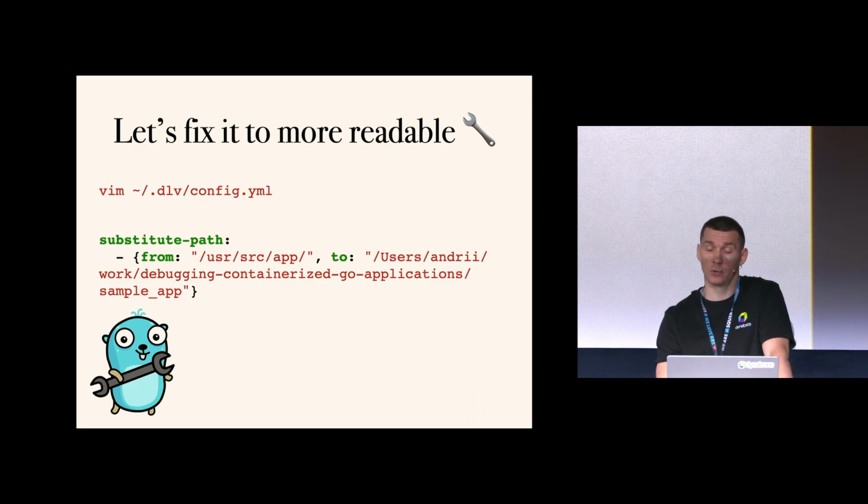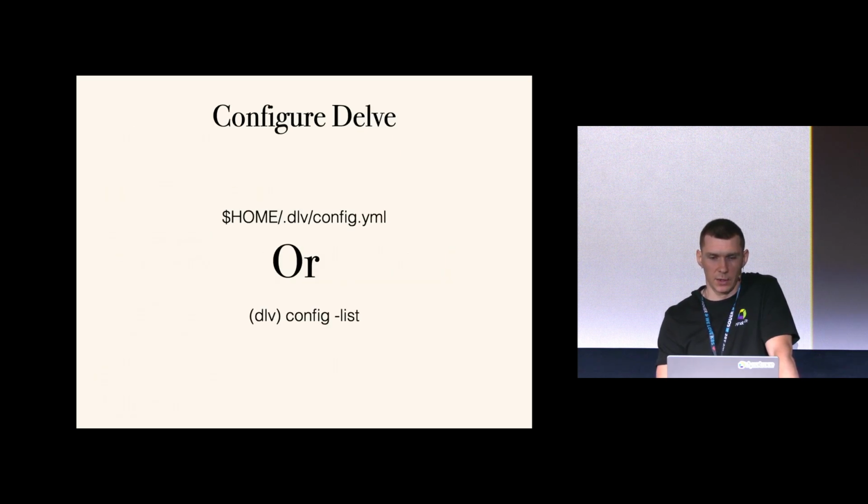We can substitute paths, and instead of using the Docker image path or the original one, we can use my local path, which helps us debug it properly, and it can solve the problem. But I can better demonstrate it on another demo, just to not repeat myself.